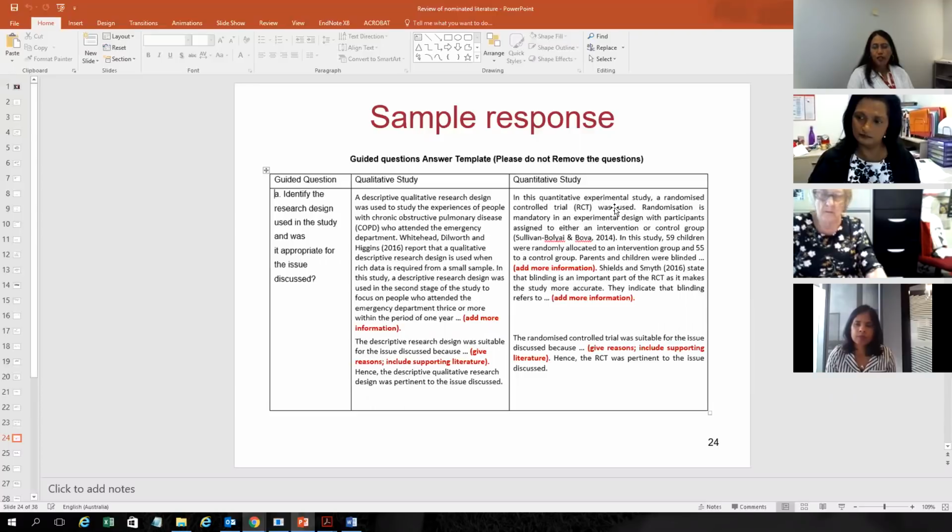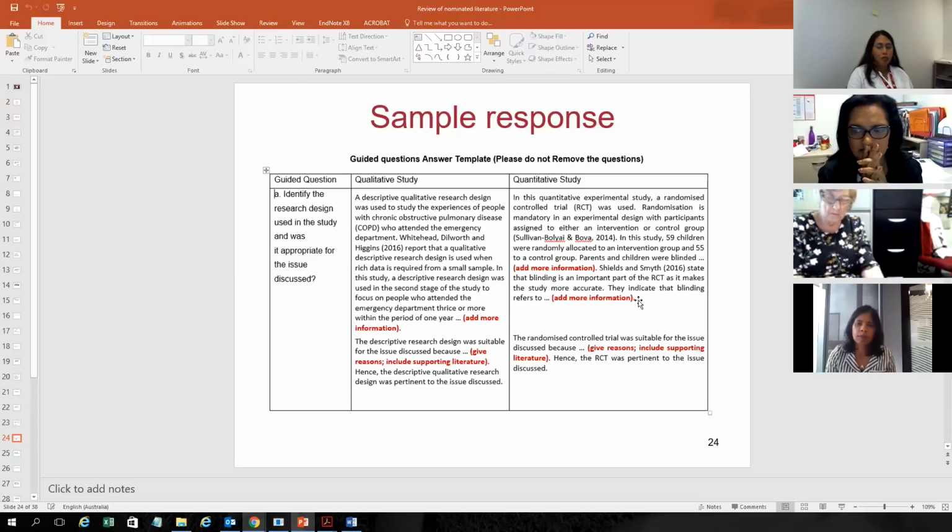In this quantitative experimental study, a randomized control trial was used. So name the research design first. Then we're going to back it up with literature. Randomization is mandatory in an experimental design with participants assigned to either an intervention or control group. Then you come back, link it to the study. In the study, 59 children were randomly allocated to an intervention group and 55 to a control group. Parents and children were blinded.